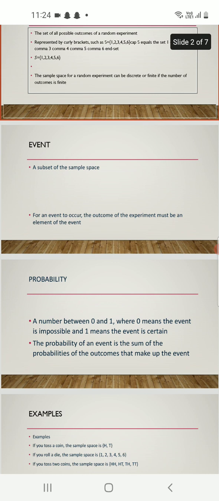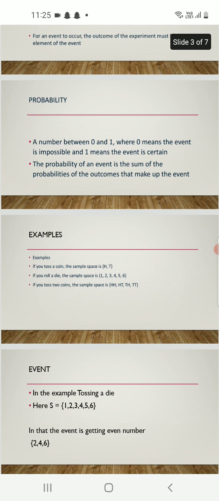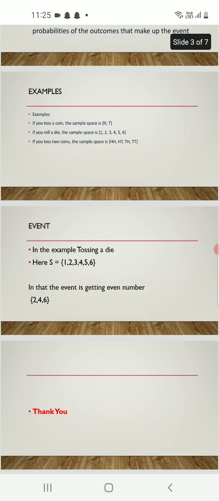Now we see the event. Event means what? A subset of the sample space. Any subset from your sample space is an event. Let us take an example of an event. In the example of tossing a die, the sample space is 1, 2, 3, 4, 5 and 6.